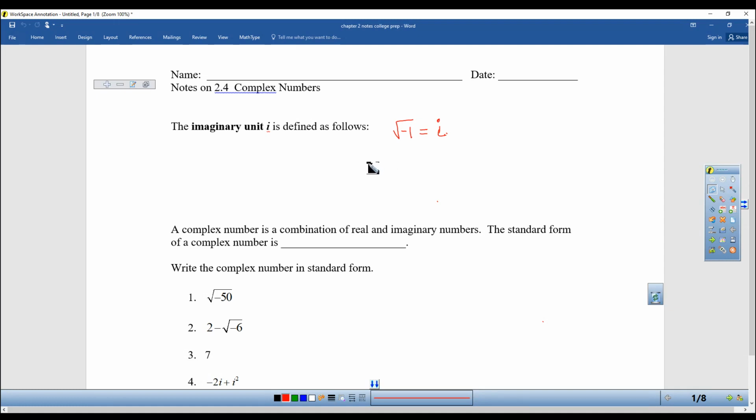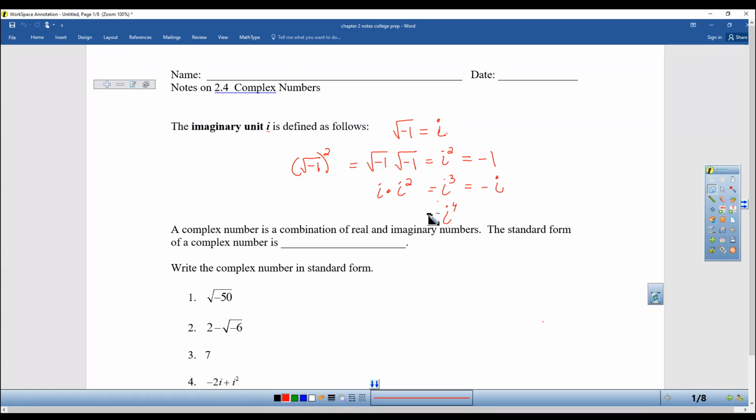If you have two of them, the square root of -1 times the square root of -1, that would be i squared. And that would be equal to -1. Because think about it, the square root of -1 squared, the square and the square root cancel, and you get -1. If you have i cubed, that would be i times i squared, and since i squared is -1, this would end up being -i.